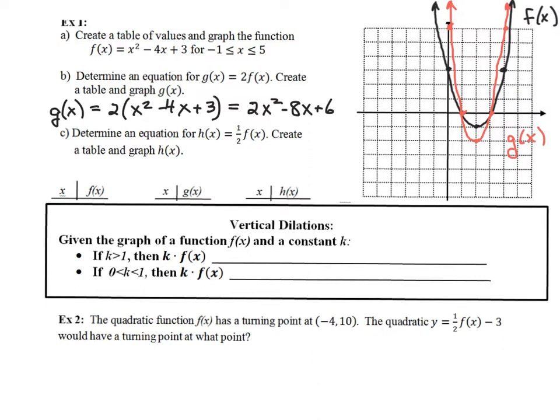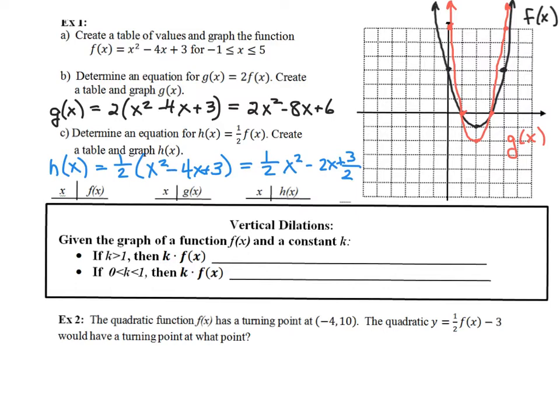Let's go ahead and try part C, where it says let's find the equation for h of x, which is 1/2 f of x. So algebraically, let's make our equation first of all. H of x is equal to 1/2 times the function f of x, x squared minus 4x plus 3. So that gives me the new equation, 1/2 x squared minus 2x plus 3/2.